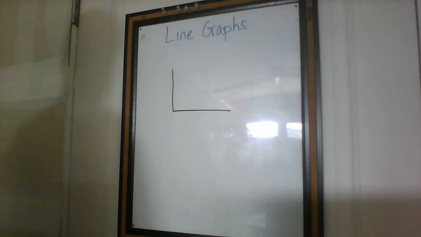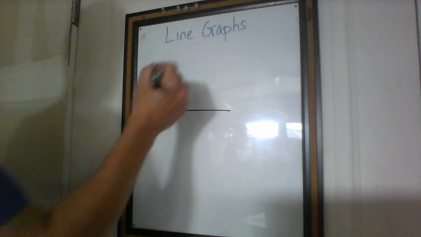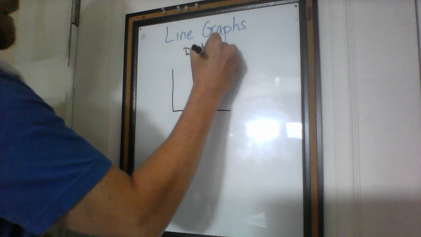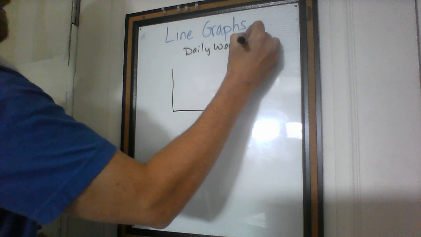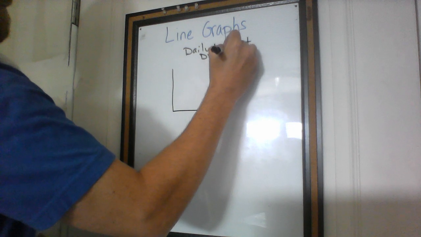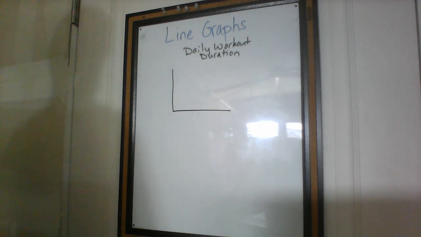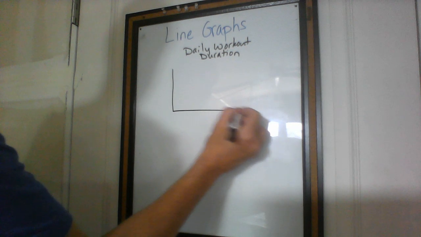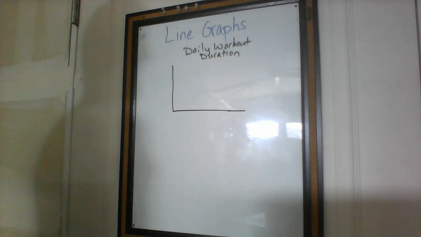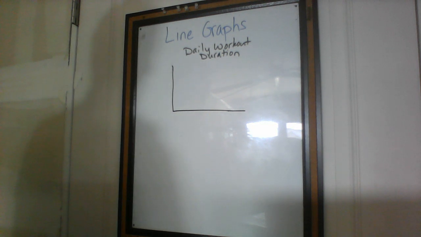So I'm going to do one that is relating to me right now during this quarantine, and I've got to be better about it. This is going to be my daily workout duration. How long am I working out for on a given day? You would think you'd have all the time in the world when you're home, right? But it doesn't work that way. I'm still trying to make lessons for you guys, and I've got other stuff to do. We've got a little one running around, so we've got lots to take care of.